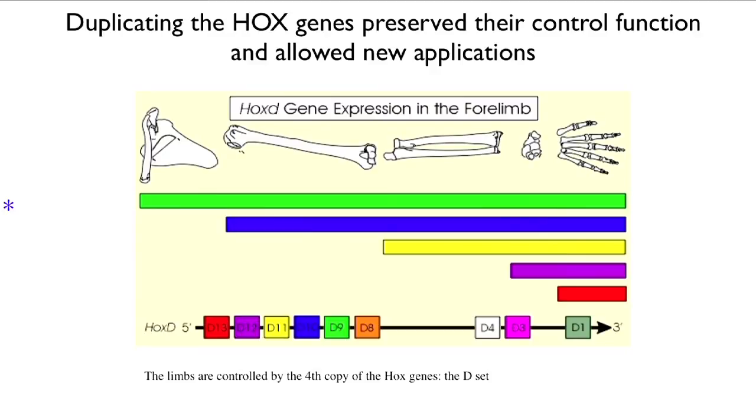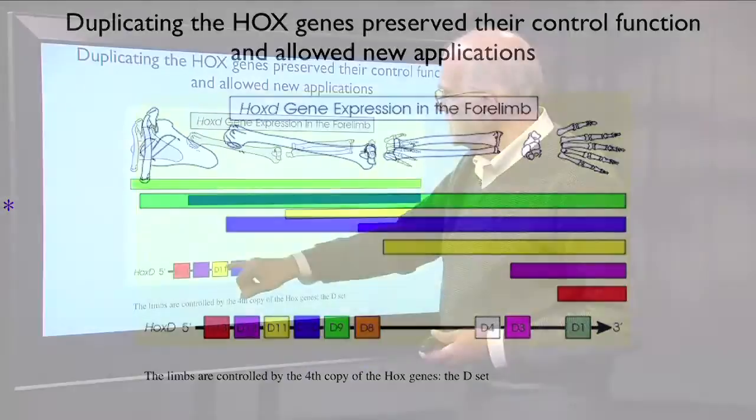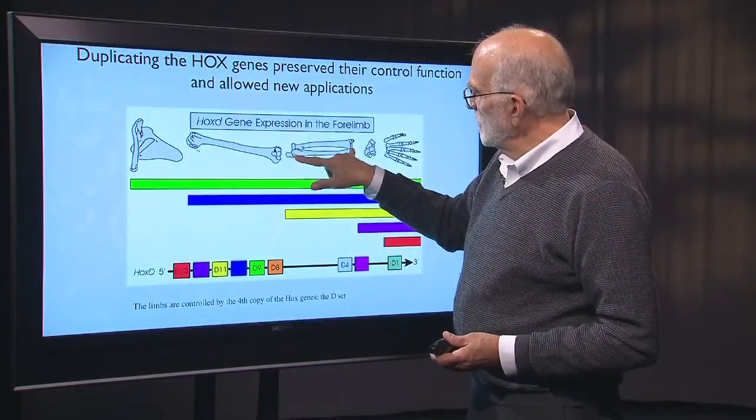Now, I referred to the fact that in vertebrates, the whole Hox complex has been duplicated twice. One of the copies, the D copy, the fourth copy, is used to control the development of the forelimb. And if you look at the cells as they start to develop and you ask which genes are turned on, what you find out is that in the shoulder girdle, it's D9, Hox D9. Then if you turn on both D9 and D10, you get the upper arm. If you turn on 9, 10, and 11, you get the lower arm.